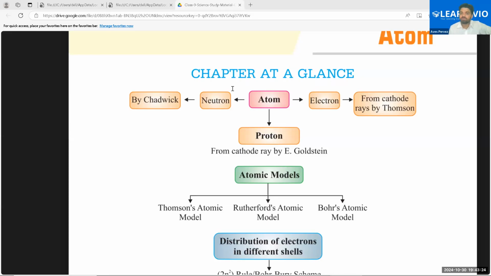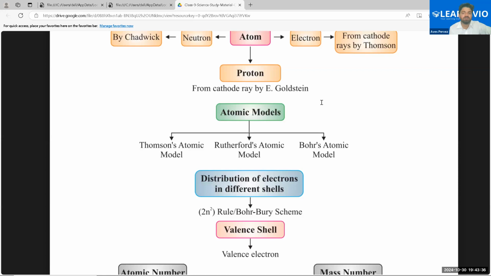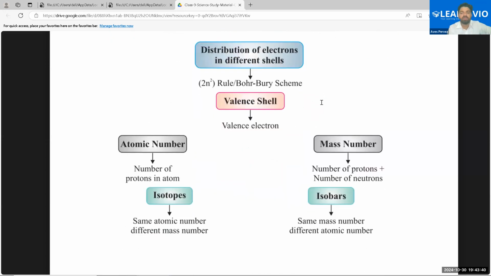Okay, and we're going to study three types of atomic model here. First is the Thomson atomic model, second one is the Rutherford model, and the third one is the Bohr model. Okay. Now make this chart fast.